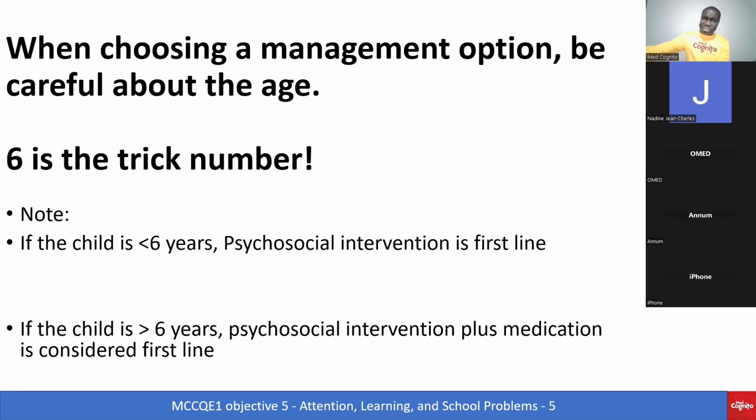If your question stem says that the child is less than 6 years old, then you can use psychosocial intervention alone as a first line. But if the question stem says that the child is more than 6 years old, then don't use psychosocial intervention alone. Use psychosocial plus a medication.